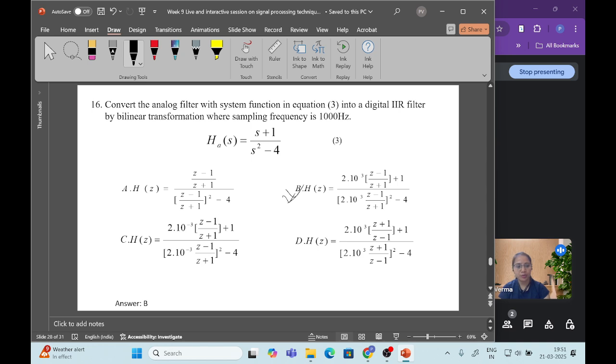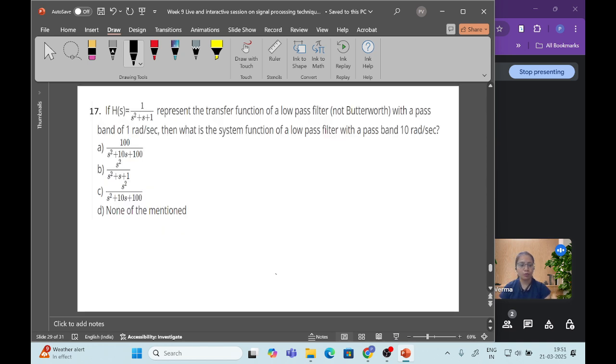Okay, so option B is the correct answer for this question. Now moving to the next question.